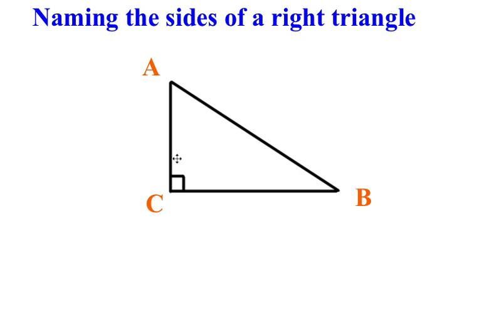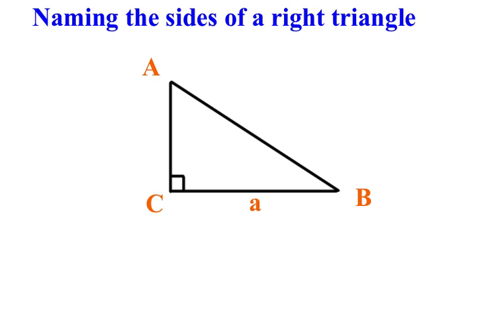So please bear in mind it's important in a right triangle that the side opposite that right angle, so in this case side AB, is the hypotenuse. Now the convention for naming the sides is that opposite whatever the capital letter for the vertex is, the lowercase letter indicates the side. So side a would be opposite angle A.